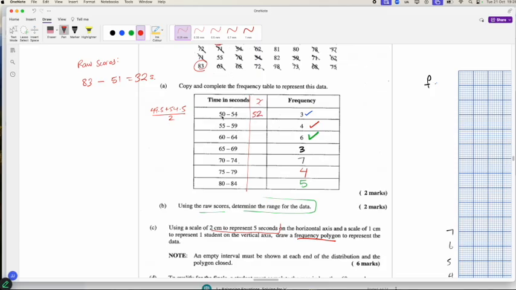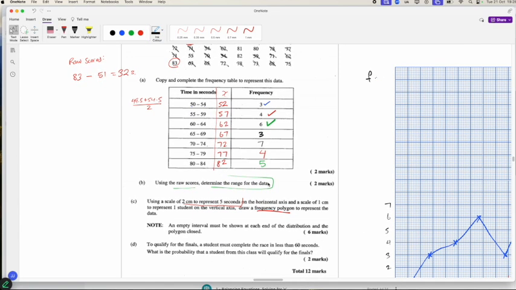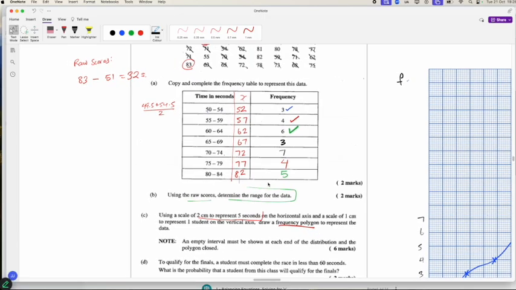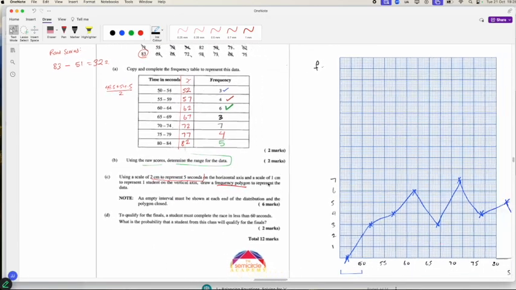Right? And so 50, 51, 52. I can say 55, 56, 57 here. Right? 60, 61, 62, 67. 72, 77, 82. Yeah. Any questions on how I found the midpoints?